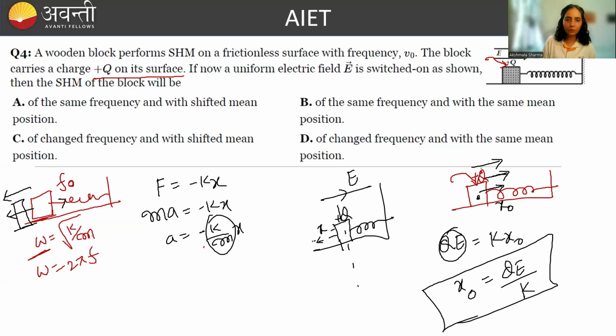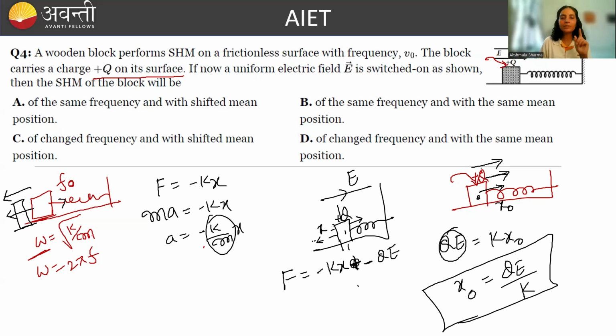Let's write the common equation. The force acting on the body, having a block and charge, you will write as minus kx plus... minus kx force will act in this direction, and QE is also acting in that direction. So here I write minus QE.